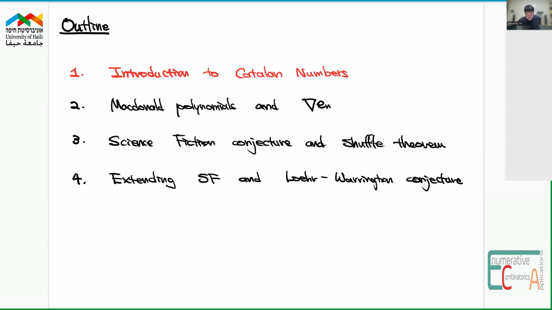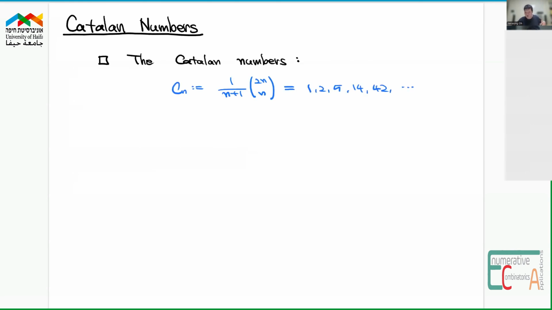I think everyone here would know what the Catalan number is. The Catalan number is our favorite sequence of integers. So I don't have to explain it, but I'll just say the Catalan number is defined by this nice product formula: 1 over n plus 1 times 2n choose n. It starts with 1, 2, 5, 14, 42, and so on.